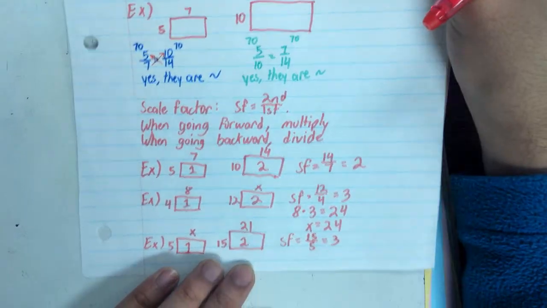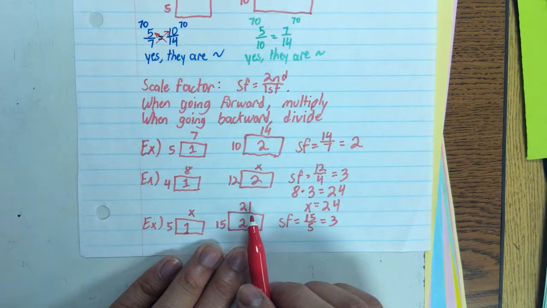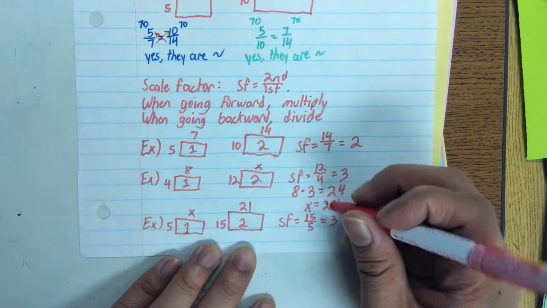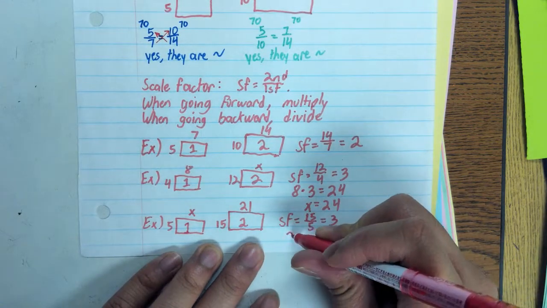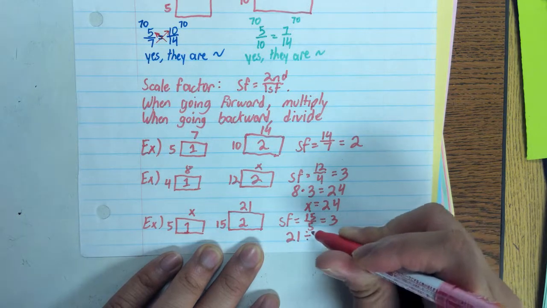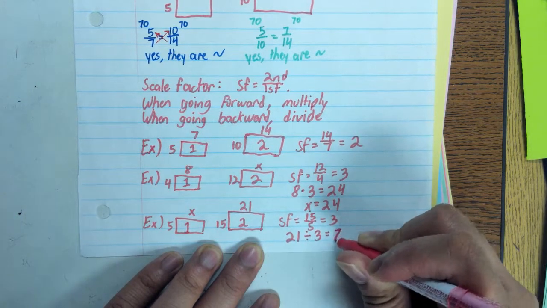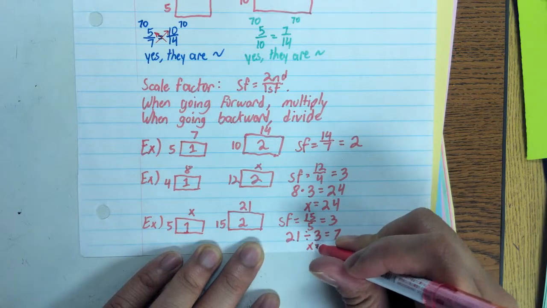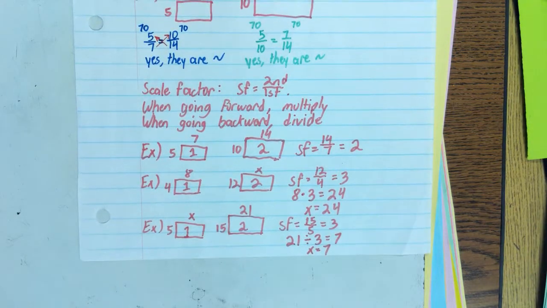Now, we're going from 21, the second rectangle, to x, the first. We're moving backwards, which means we divide. 21 divided by scale factor of 3 gets me 7. So x equals 7. We can use scale factor to solve for that.